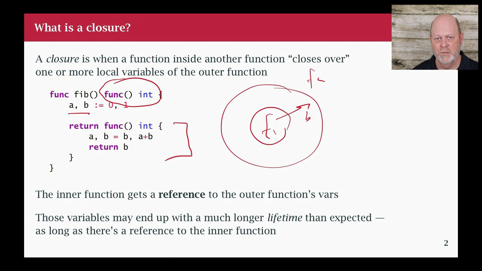All right? So when I return this inner function, it's going to continue to refer to a and b, even though the function fib is going to go away, right? Fib runs, returns, a and b in theory are gone, okay? But they're not really, they're going to live on, and they have to live on because this inner function that we're returning closes over a and b, and so it keeps a and b alive. And that's why it's called a closure.